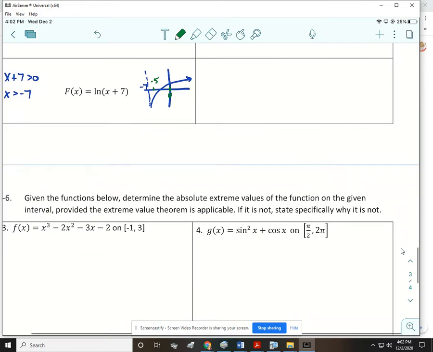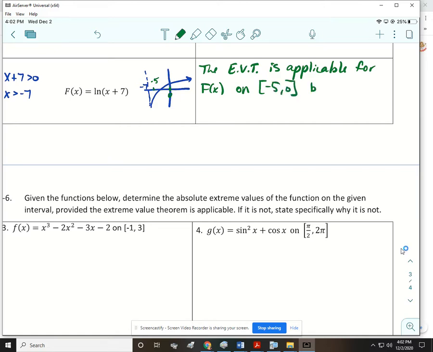So for our specific reason, what we would say is the EVT, or extreme value theorem, is applicable for f of x on the interval from negative 5 to 0, because f of x is continuous for all x greater than negative 7, which includes the interval from negative 5 to 0.